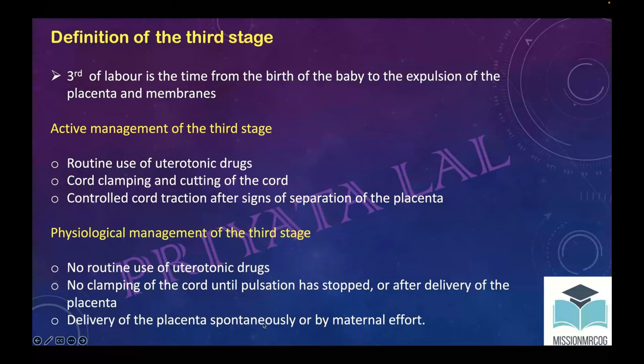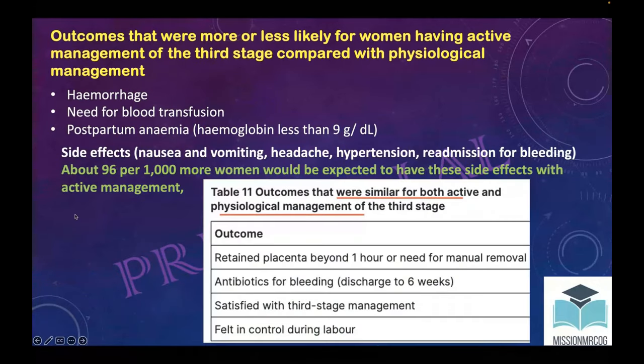Apart from this, this has been added in the guideline. Outcomes less likely for the woman having active third stage of labor as compared to physiological. So the woman will have less hemorrhage. We know, because we are giving uterotonic, she will have less requirement for blood transfusion. She will have less postpartum anemia. But what will she have more? She will have more nausea, vomiting, headache, hypertension, and readmission for bleeding. So this part has been added new in this guideline. Previously, these numbers were different. Apart from this, the other outcomes are the same for both active and physiological management.